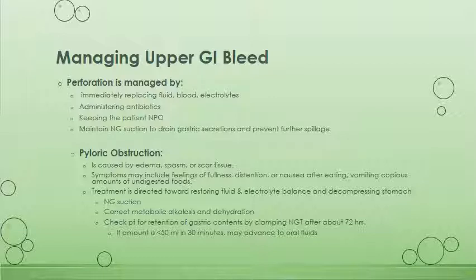Check the patient for retention of gastric contents, and we do that by clamping the NG tube. After the first 3 days it's in, we want to know if we're making a difference, so they clamp the tube for about 30 minutes. If there's less than 50 milliliters of gastric contents after that 30 minutes of clamping, these patients may be advanced to oral fluids. This is the way that we evaluate if they're starting to increase motility and an ability to use their GI tract again.